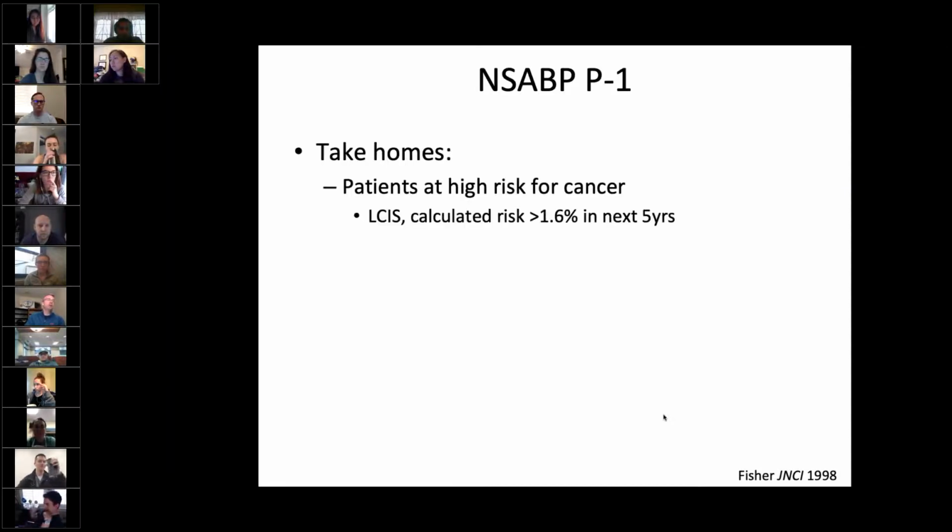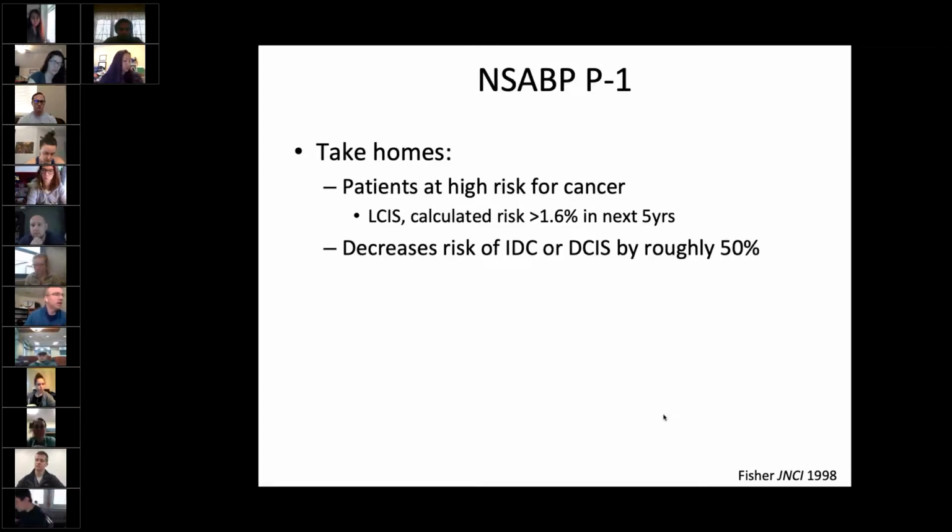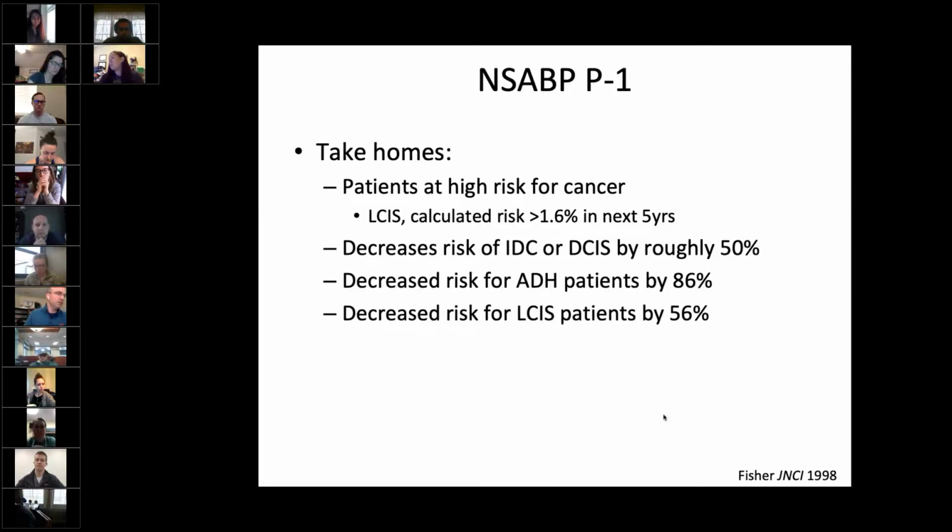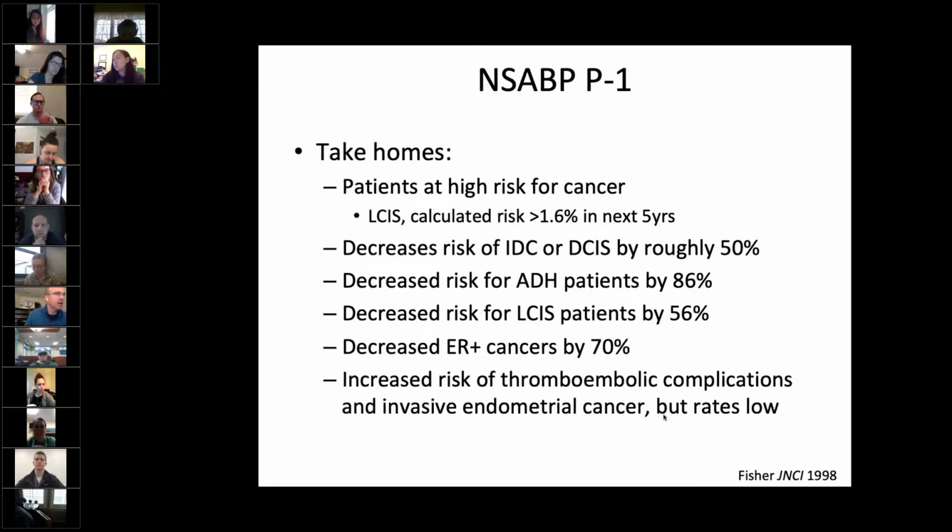Okay, so take homes from P1: patients that are at high risk, so LCIS, calculated risk greater than 1.66%. You can use that Gail model. If a patient has a couple family members, you can plug their info into the Gail model and come out with a five-year risk. If it's greater than 1.66%, you can offer them risk reduction therapy, which decreases the risk of invasive cancer and DCIS by roughly 50%. For ADH, it's 86%, for LCIS, 56%. It only decreases ER positive cancers, and there's increased risk of complications, but the rates are low.